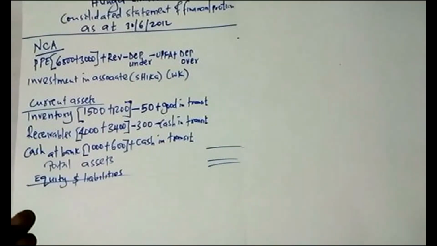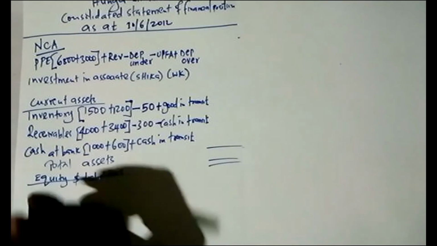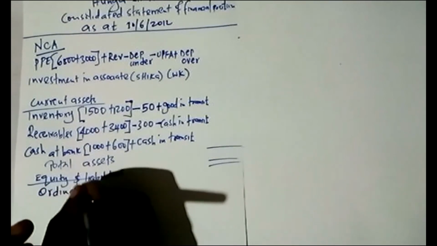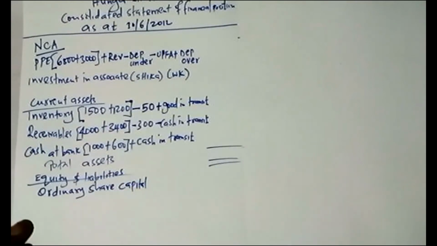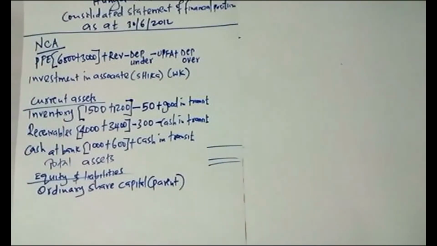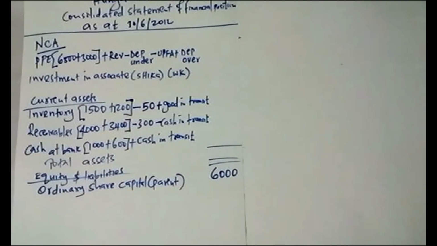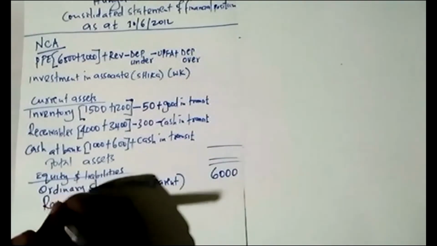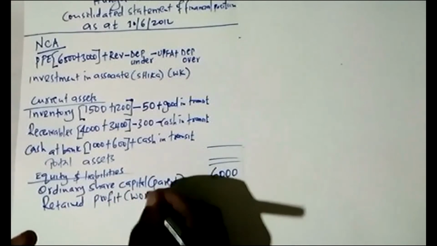So for equity and liabilities, we have the ordinary share capital. For the ordinary share capital, remember that you go for the parent. So that is 6,000. Then we have the retained profit. For retained profit, I have to do a working.